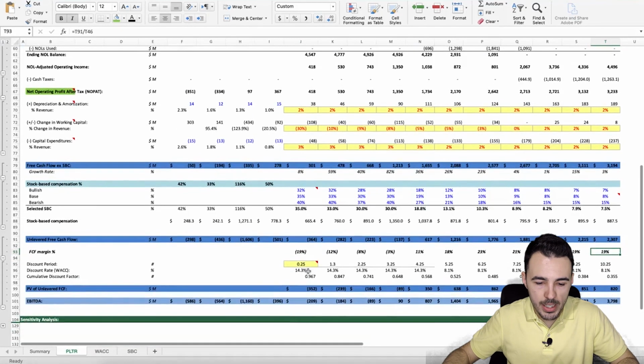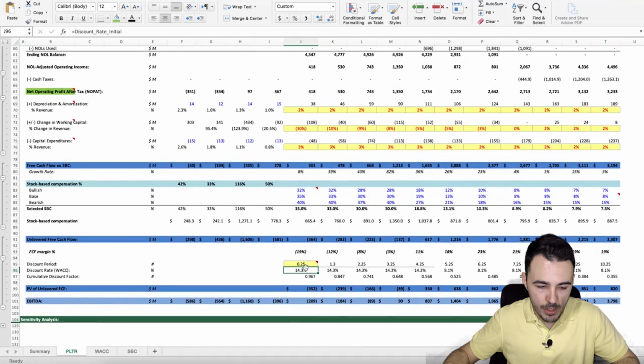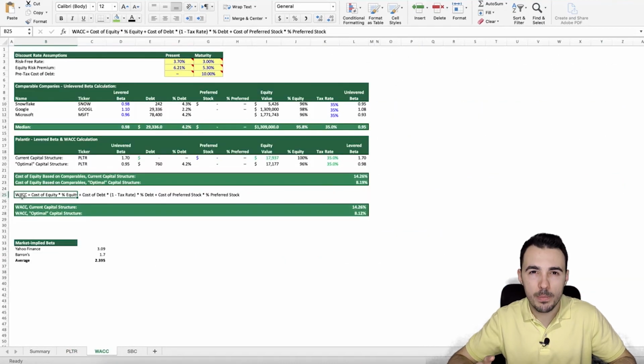Lastly, the discounted period, and I have the weighted average cost of capital. The weighted average cost of capital has two main components. Firstly, the cost of equity, and secondly, the cost of debt. Luckily, since Palantir doesn't have any debt, we will only be interested in the cost of equity.